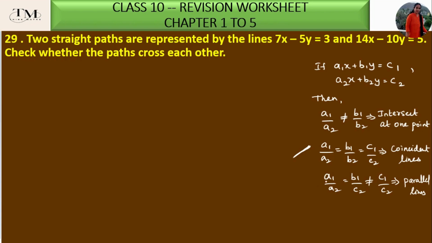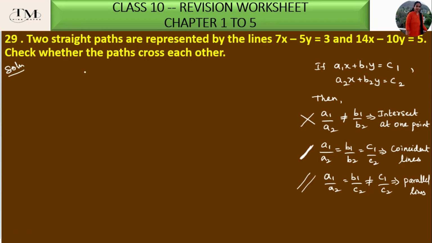Another condition, a1 by a2 equal to b1 by b2 is not equal to c1 by c2, means we will get parallel lines. So parallel lines, coincident lines, then intersect at one point. These are the types of lines we will get. So here we have to check whether the paths cross each other. Cross each other means we should get this inequality, a1 by a2 not equal to b1 by b2. So let me start the solution.